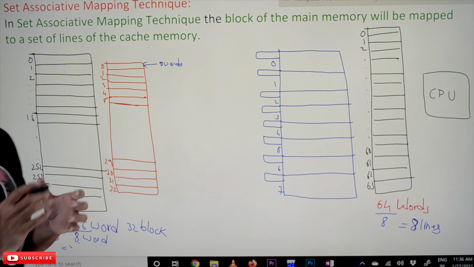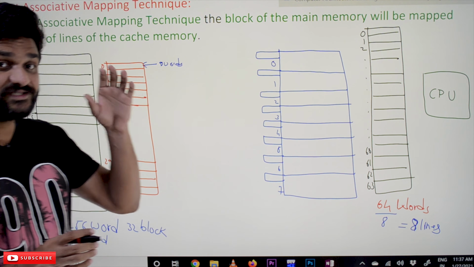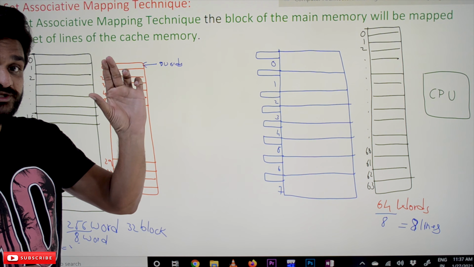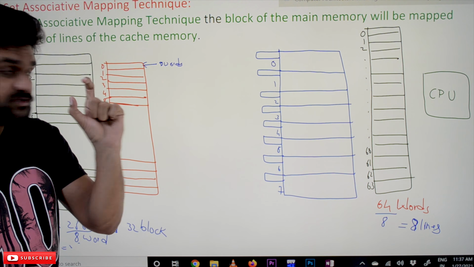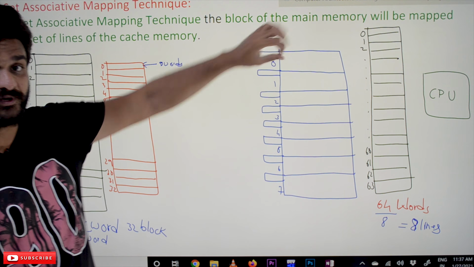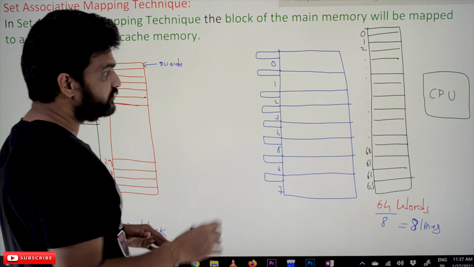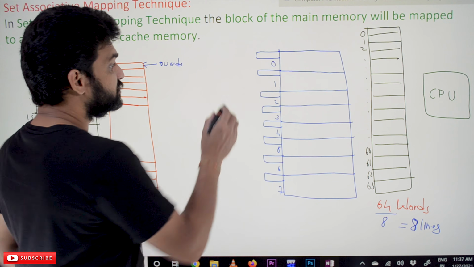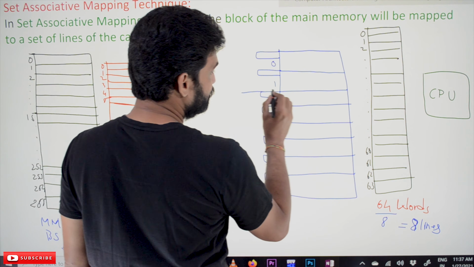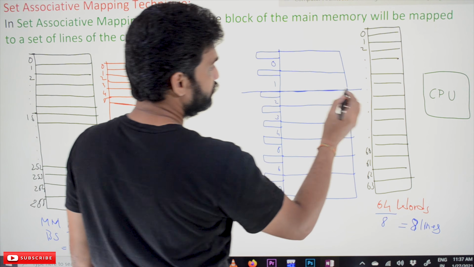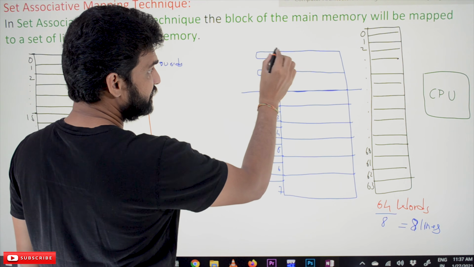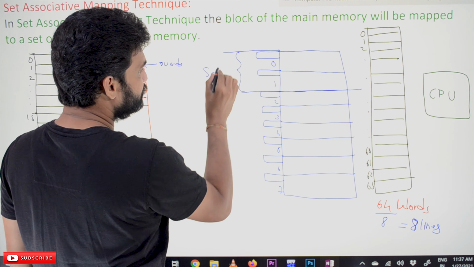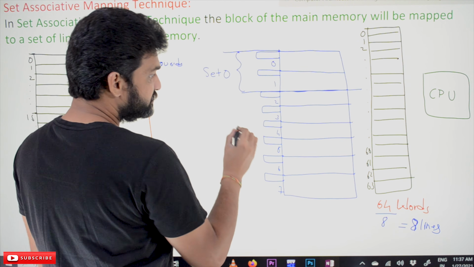Now what is this set associative mapping? In set associative mapping, some of the lines of the cache memory are grouped. In our example, we will group 2 lines of the cache memory into one set. Let's assume that these 2 lines are made into one set. So 2 lines of the cache memory are made into one set, which we call set 0.